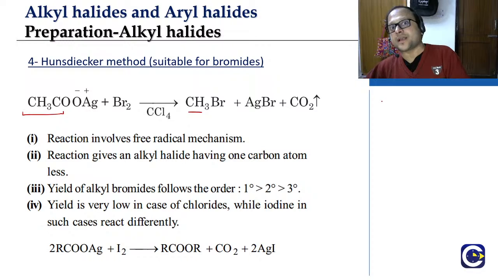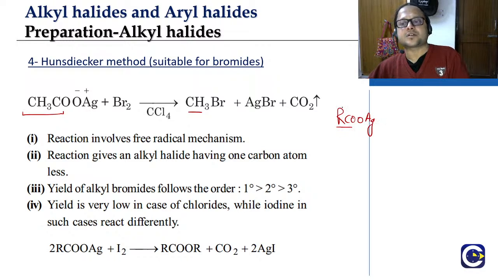If I write the general reaction for this, it is going to be something like this: RCOOAg, right? If R has n number of carbons, it is n plus one carbon atoms you are starting with. So you are reacting this with bromine in presence of CCl4, CS2 will also do. So Ag and Br will go, carbon dioxide will move out, so you are going to have RBr.